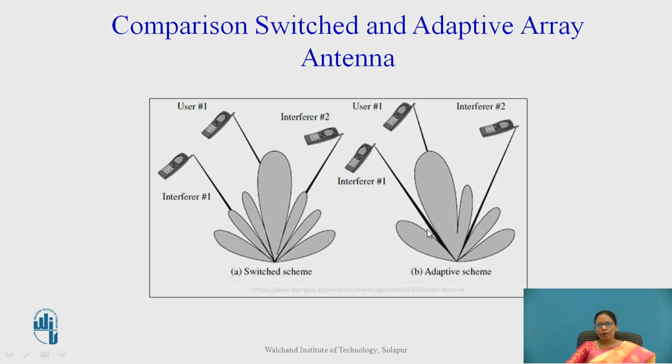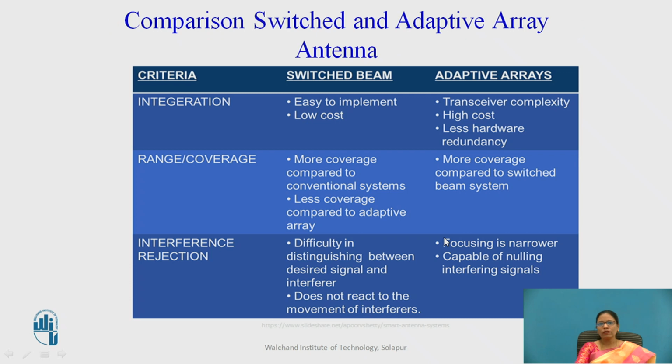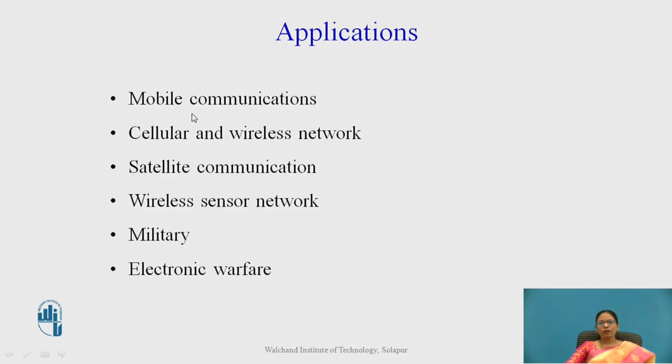The different applications are mobile communications, cellular and wireless networks, satellite communications, wireless sensor networks, military applications and electronic warfare. These are the different applications of smart antennas.